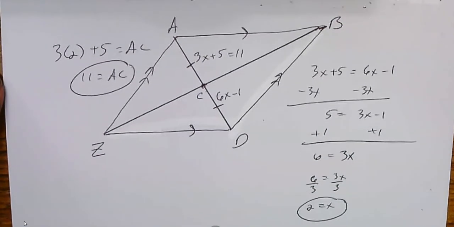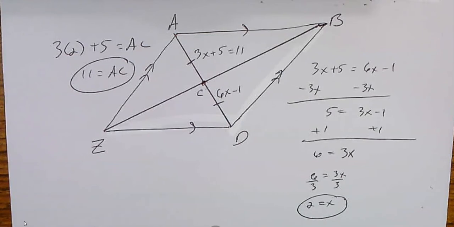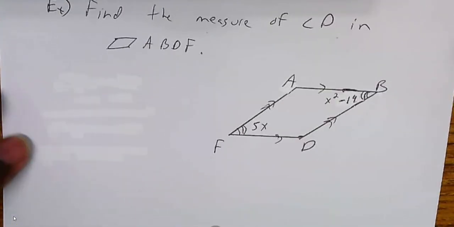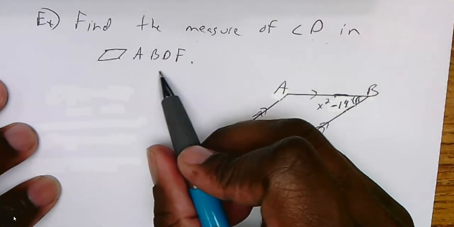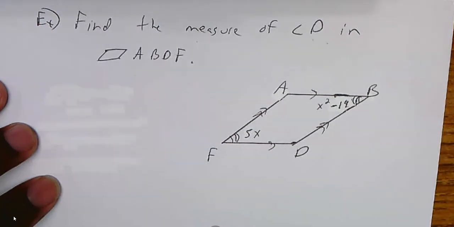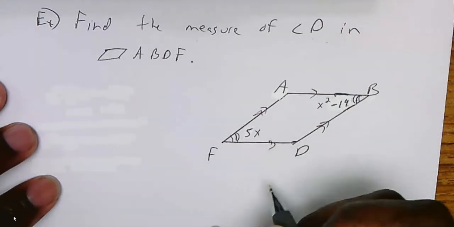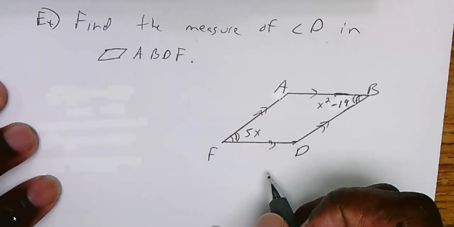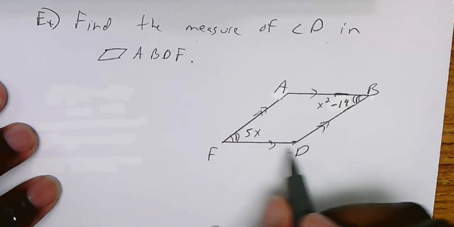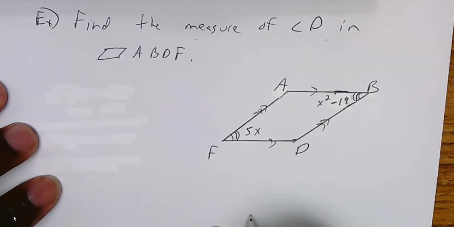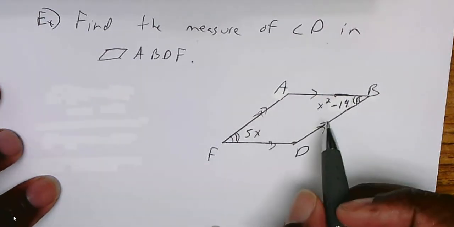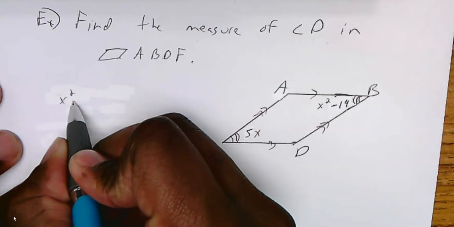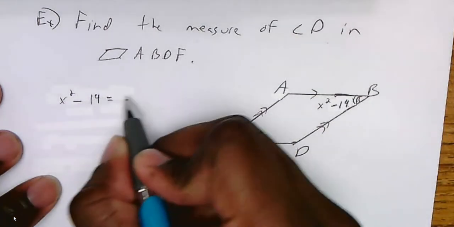I'll get that as a note, and I'm going to go to a new one. So you should pause the video and copy the note. All right, so in this new example, it says find the measure of angle D in parallelogram ABDF. So here's angle D. And it didn't tell us anything about angle D. But I do know this though. If I could find angle F, I could find angle D. So because of that, I'm going to find angle F first. And I need an equation. So the equation would be x squared, take away 14, equals 5x.